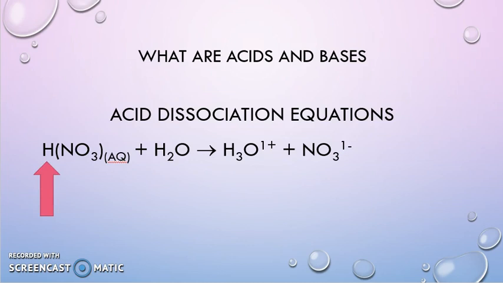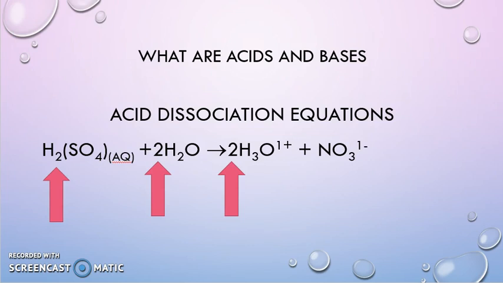Now, one thing to be very, very sure of here is to notice how many hydrogens I have in my nitric acid. Only one. I only needed to add in one water to make it all work, and that formed one hydronium. So for every one H that's in your acid, you're going to form one hydronium. And that hydronium is what makes an acid an acid.